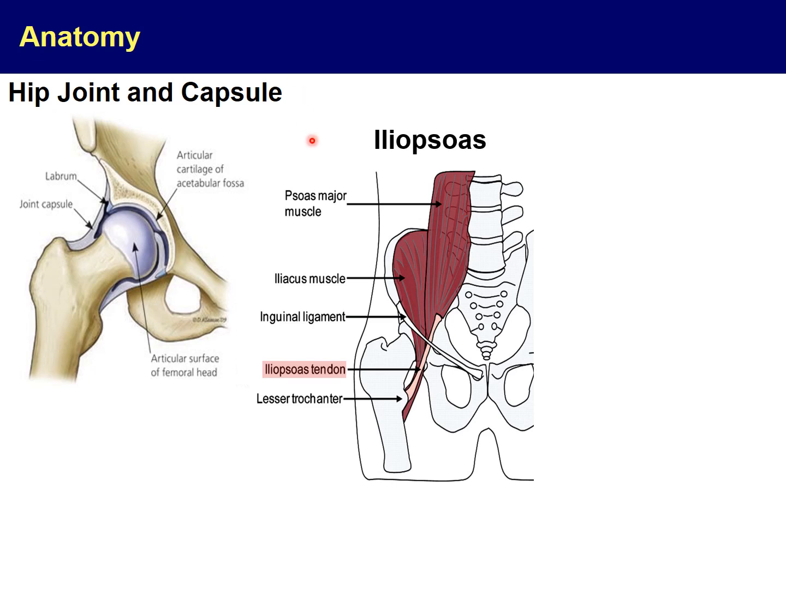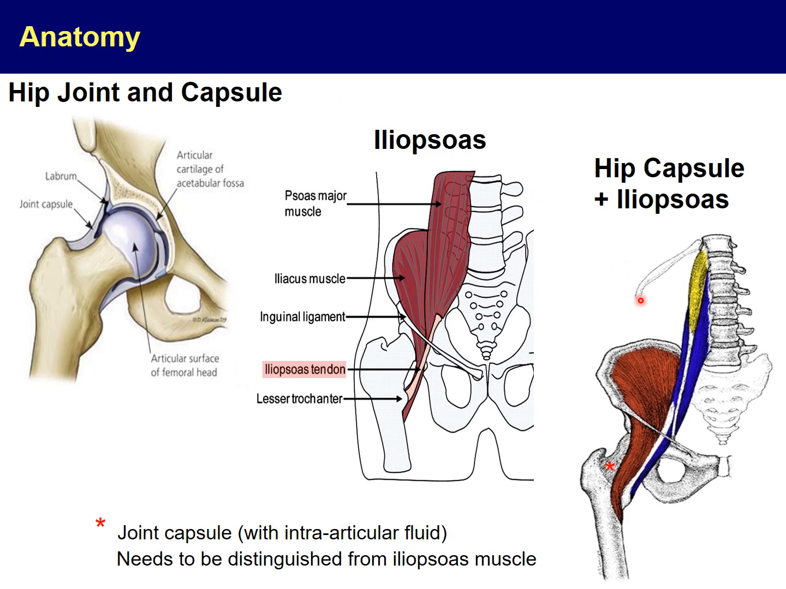The iliopsoas muscle comes in 2 parts as the psoas major and iliacus muscle. The psoas major originates from the lower lumbar spine and the iliacus muscle from the acetabulum, combining into an iliopsoas tendon that inserts at the lesser trochanter.